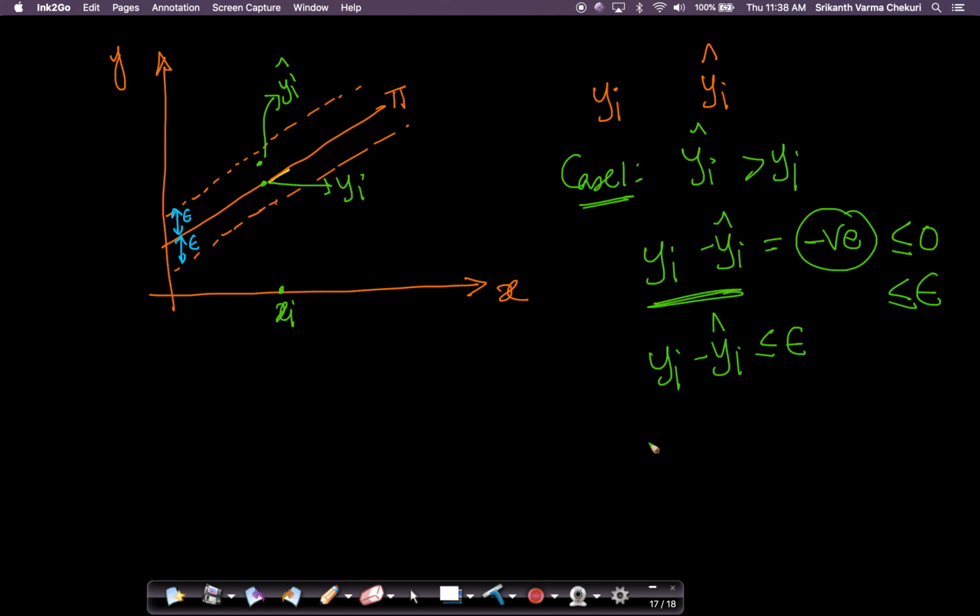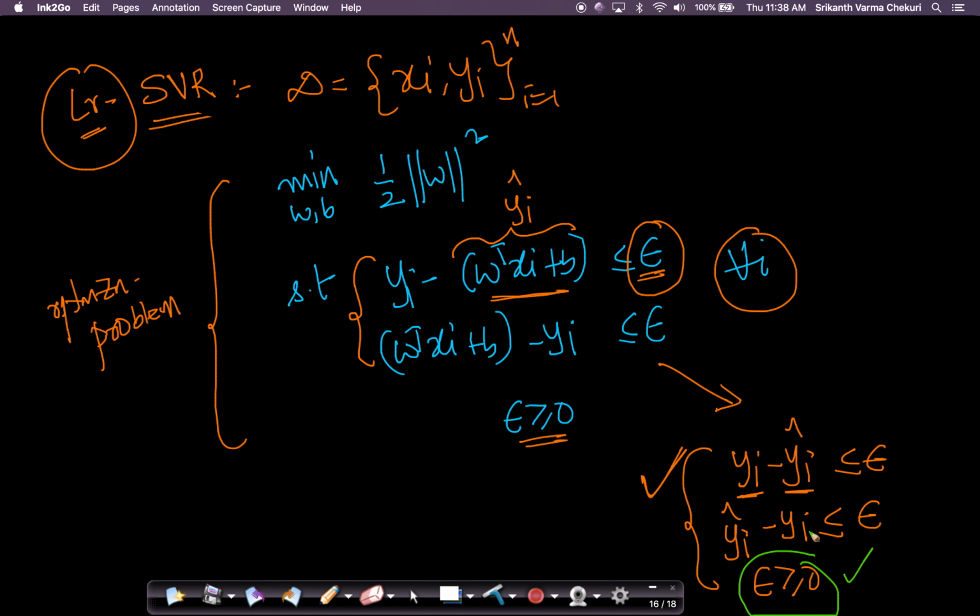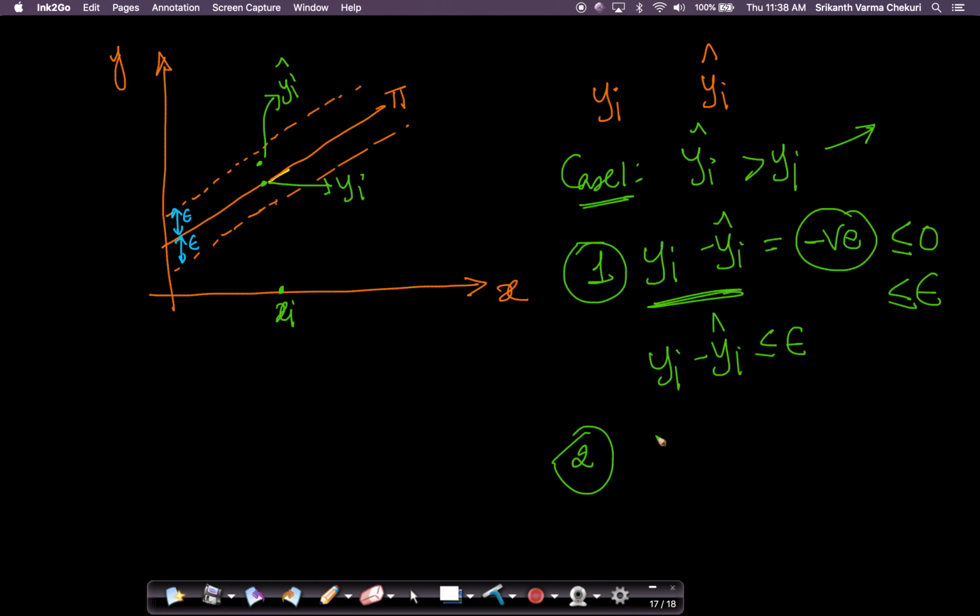Now let's look at the second constraint. Okay, so this is constraint 1. What is the second constraint? The second constraint is yi hat minus yi should be less than or equal to epsilon. This is my second constraint. Now, the very fact that yi hat is greater than yi, that's our case. We'll also look at the opposite case where yi is greater than yi hat.